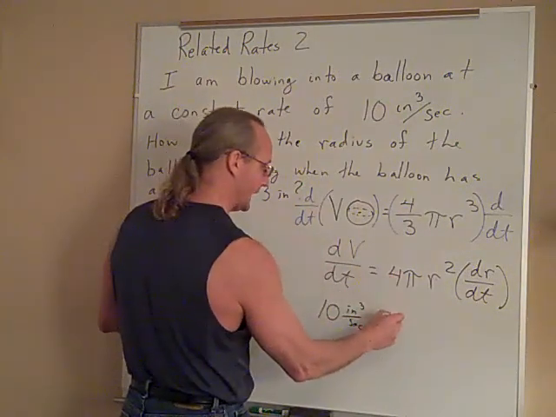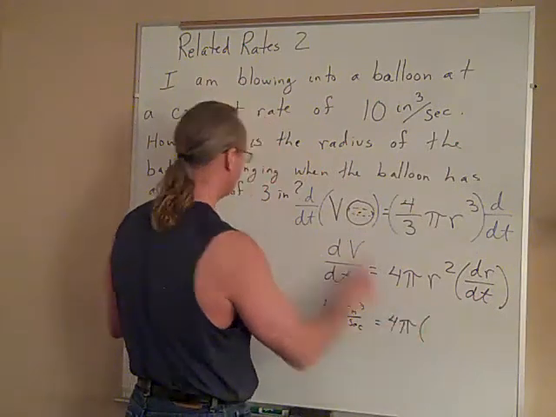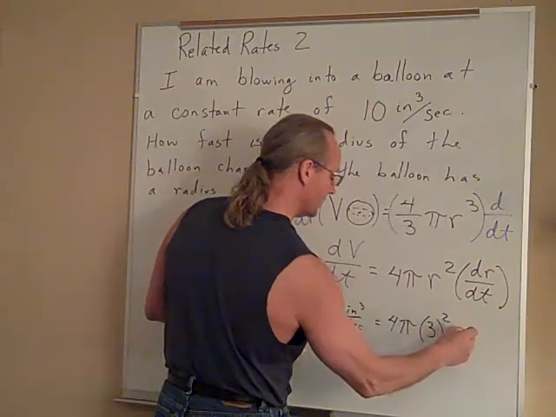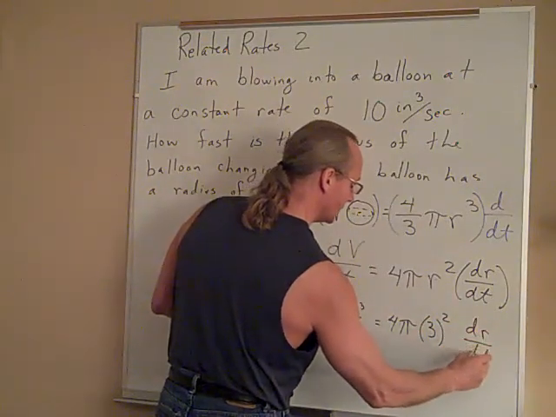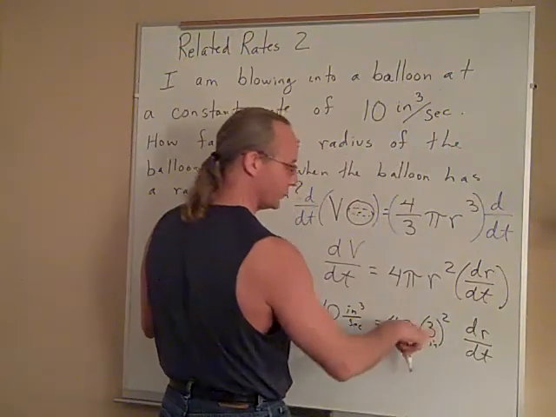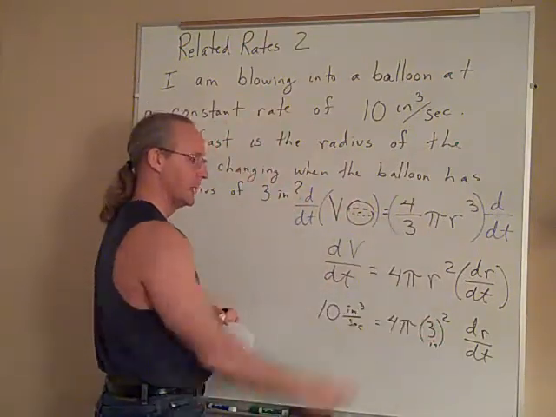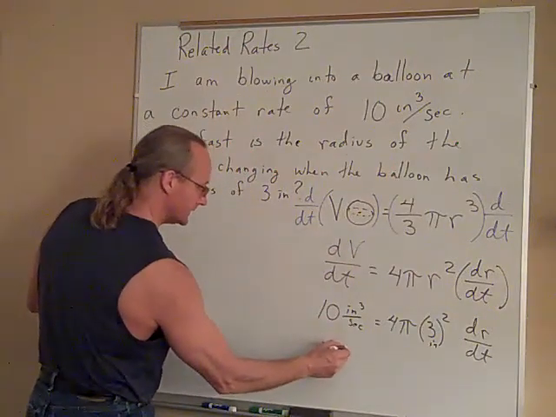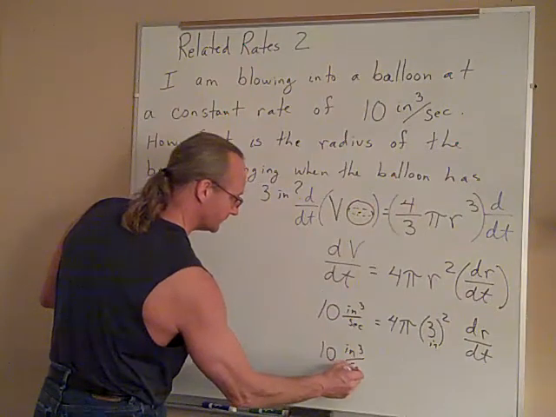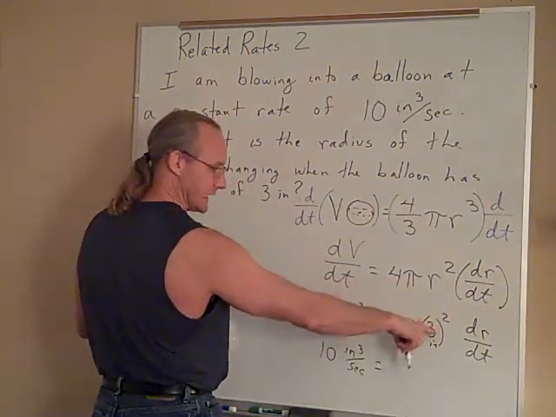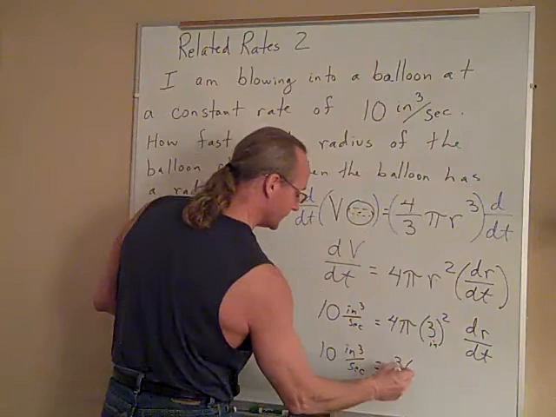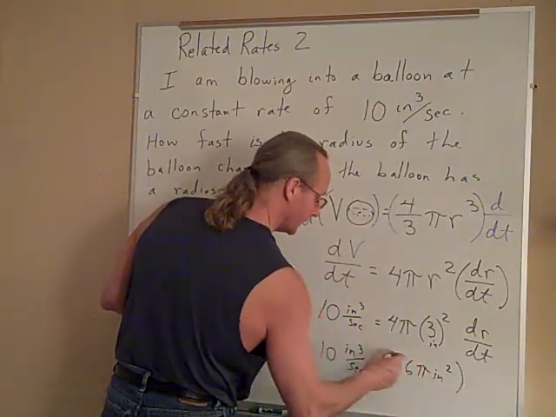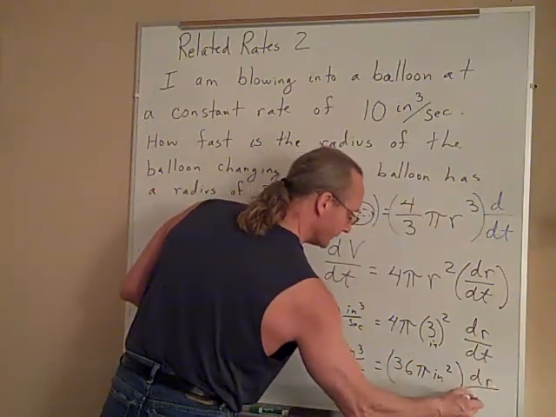This is 4 times pi. The radius is 3 inches. Notice that this is 3 inches squared because I'm going to square it. When I multiply this, I get 10 cubic inches per second. This is going to be 9 times 4 is 36 pi inches squared times dr/dt.